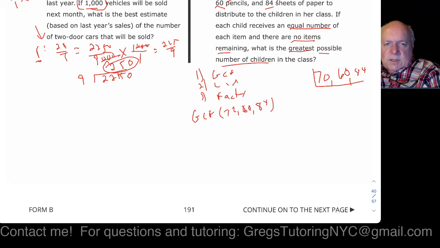All right, I wrote 70 there. That should have been 72. So the first one is 2, so we get 36. We get 30. And we get 42 there? Okay, so it turns out we can do it again.